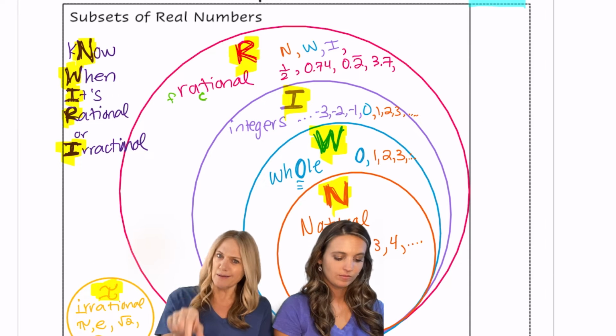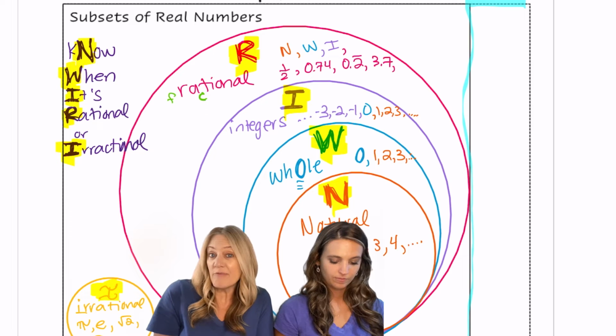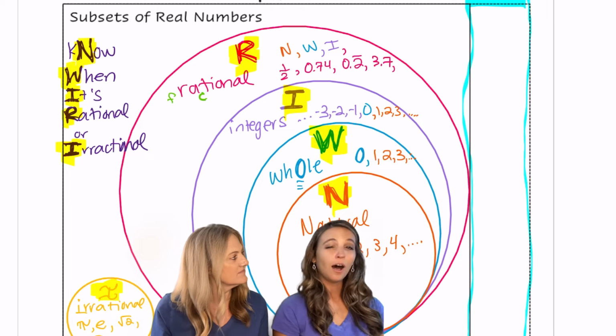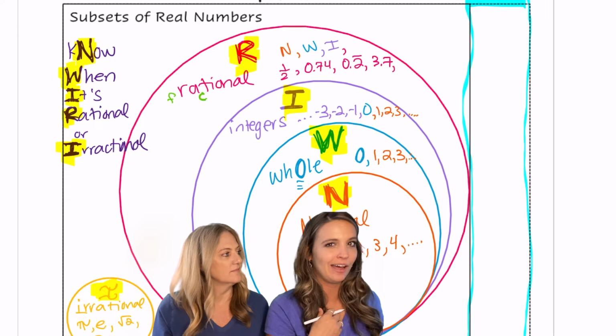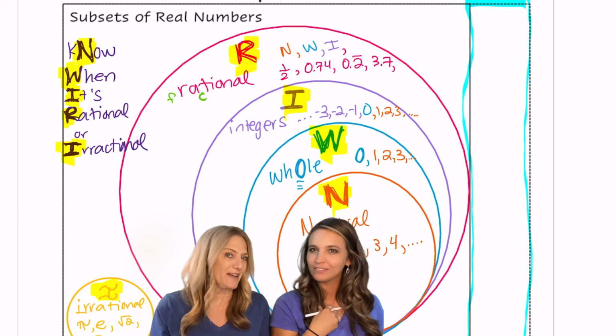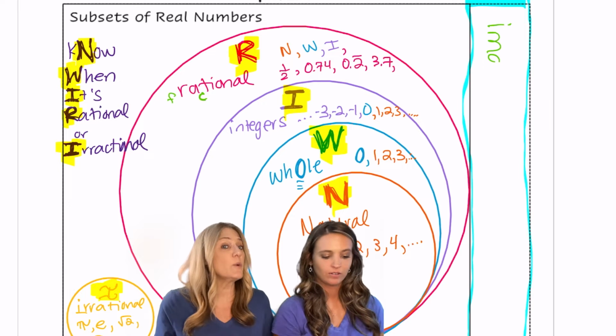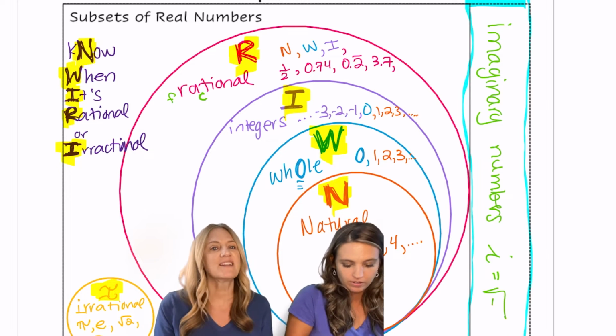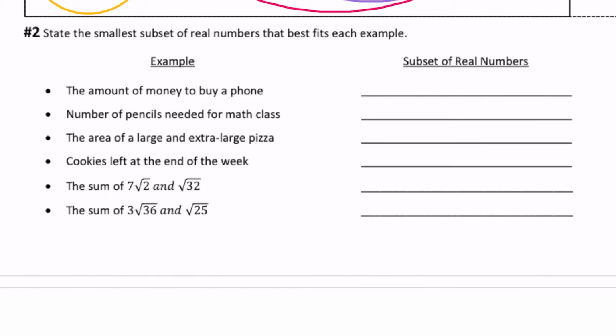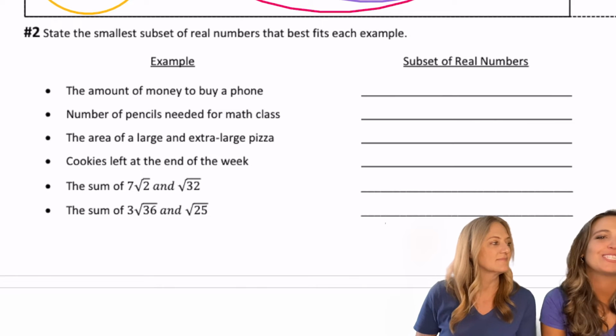But then we have this little strip on the side. What's that for? Well, a complex number is made up of both real and imaginary numbers. And an imaginary number is when we try and take the square root or even root of a negative number. We'll get into that later in the year. Let's practice. State the smallest subset of real numbers that best fits each example.